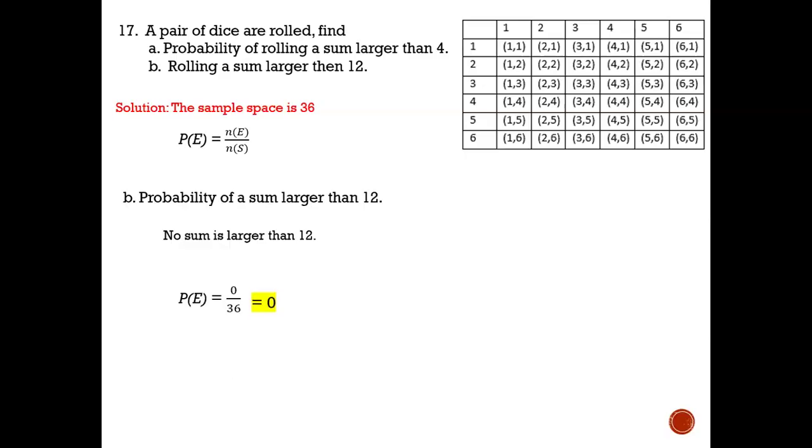Okay. So here we see that 6 plus 6 is the largest face that we can have on the dice. So 6 plus 6 is 12. So we're never going to have a sum greater than 12. So our event is 0. My sample space is still 36. So 0 divided by 36 is 0. Okay. All right. Next example.